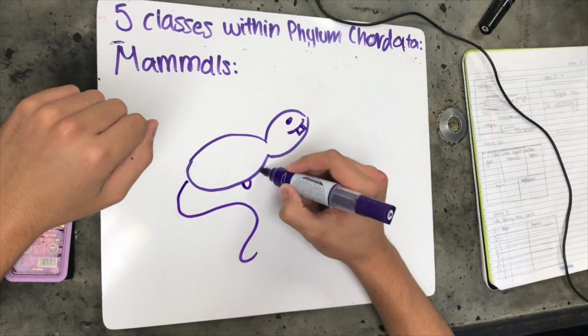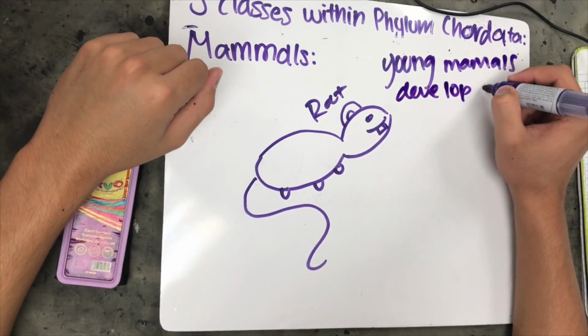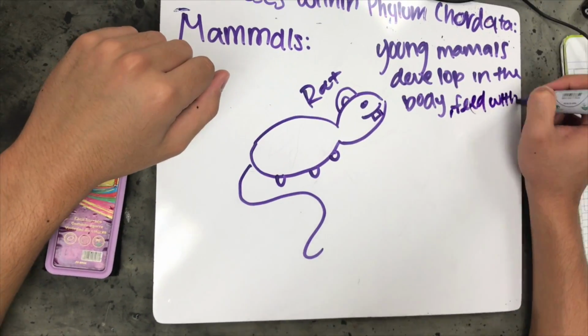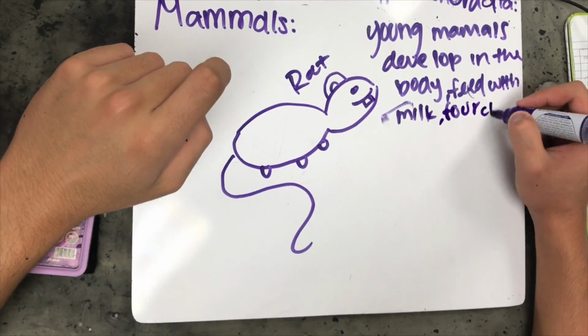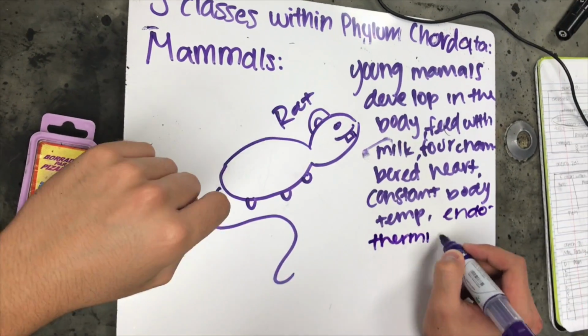Mammals. Young mammals develop inside the body of their mother and are fed with milk from mammary glands after they are born. They have a 4-chambered heart. They maintain a constant body temperature, and they are endothermic.